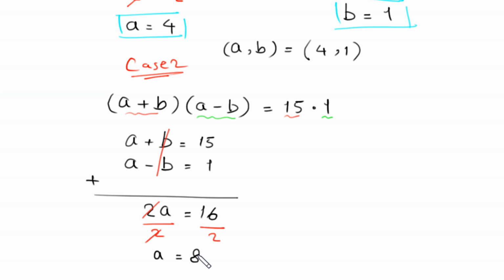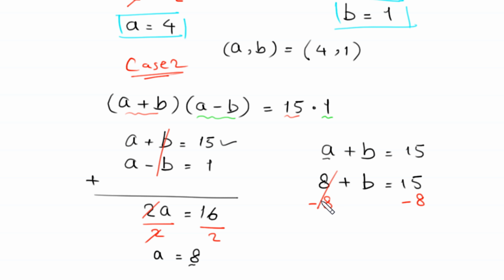Now to find the value of b, we put this value of a, 8, in this equation. The equation is a plus b is equal to 15. We replace this a with 8. So this will become 8 plus b is equal to 15. And we subtract 8 from both sides. So this get cancelled and we get the value of b is equal to 15 minus 8, 7. So from this case we get the value of a, 8, and value of b, 7.